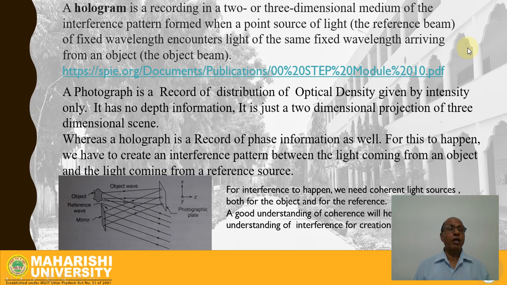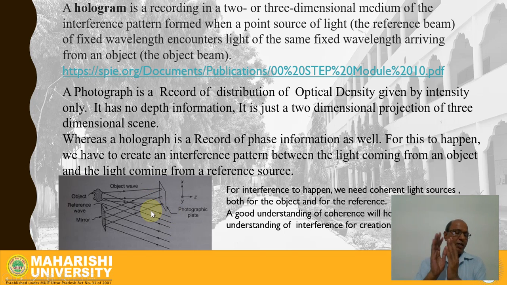So, a hologram is a recording in a 2 or 3 dimensional medium of the interference pattern formed when a source of light, that is, a reference beam of fixed wavelength, encounters light of the same fixed wavelength arriving from an object beam. So whatever I read here, if you read it again in the context of this diagram, then the concept of the hologram will be more clear to you.